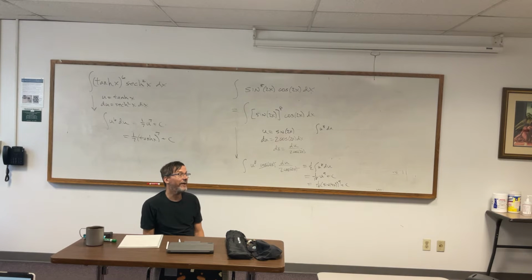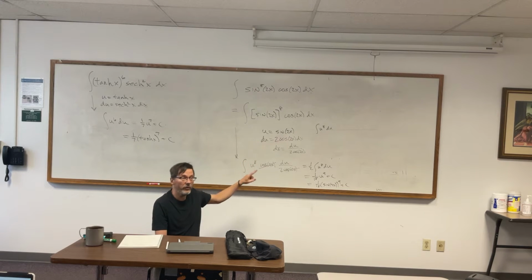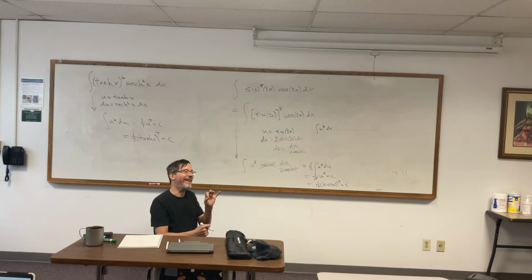Questions? Yes, Fernanda? Where did the 2 come from? So the 2 came from the chain rule. When I differentiate u, the outside is cos, leave the inside 2x alone, times the derivative of the inside. Does that make sense? Yeah. Other questions?